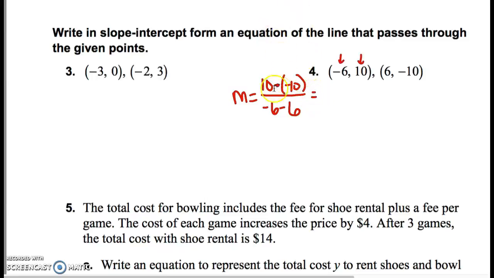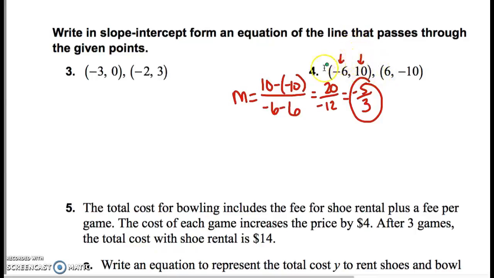All right, and what do we get here? Your numerator becomes 10 plus 10, which is 20. And the denominator, -6 minus 6, is -12. Now you can simplify this. We know it will be negative. And let's see, you can divide both of those by 4. So you will get -5/3 as your slope.